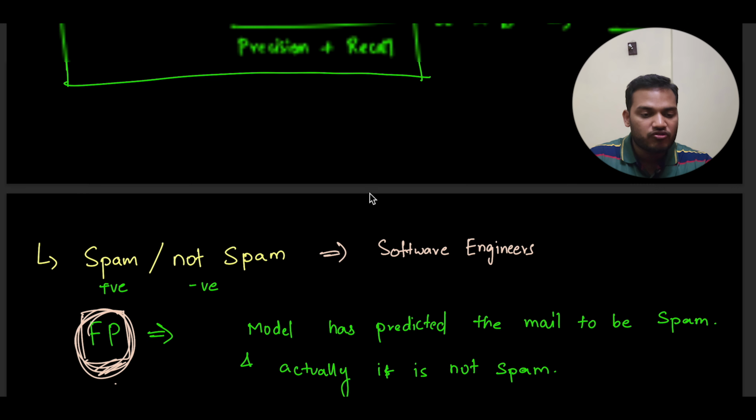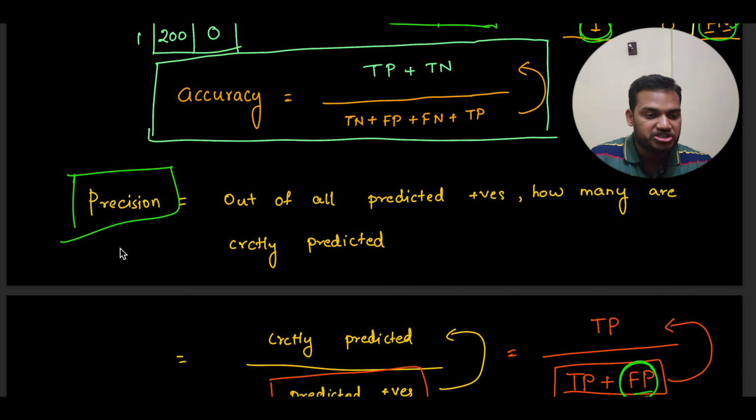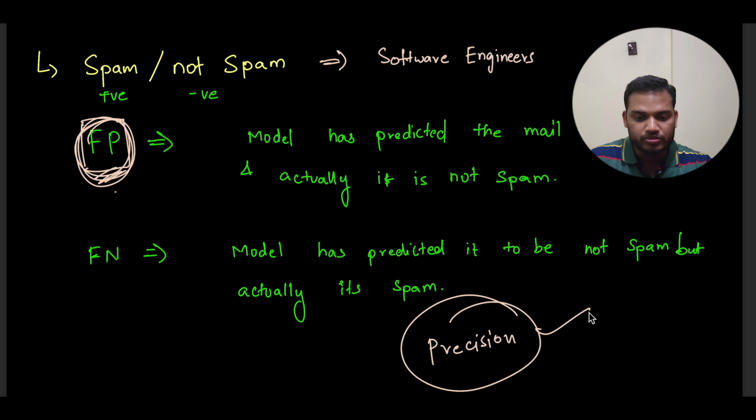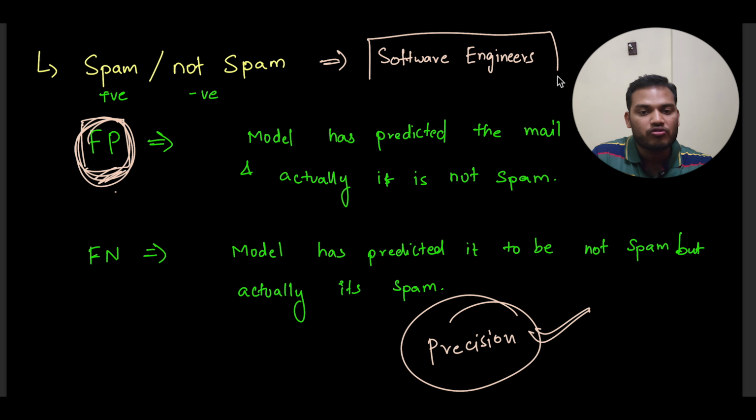And in which formula is false positive considered? That is precision. So for this particular example, precision is more important, right? So precision is more important in the case of spam and not spam. It's very specific to software engineers.